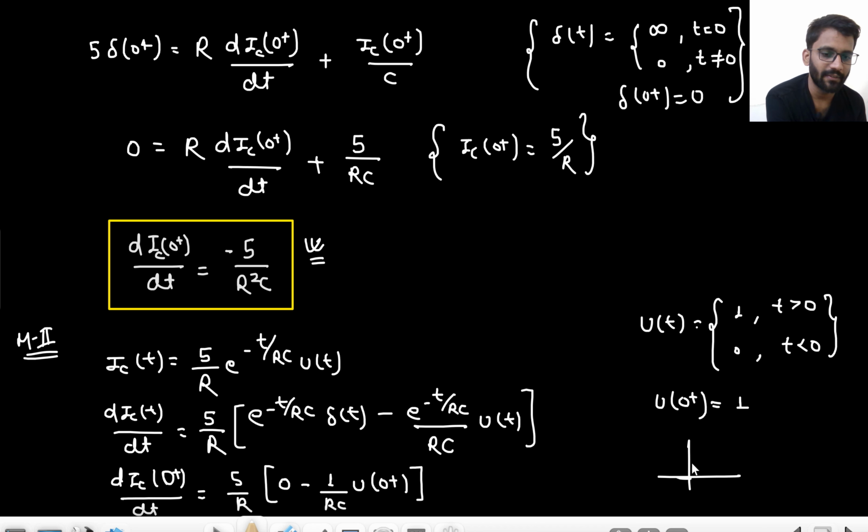Why so? Just make the graph. This is the graph, right? At t equals to 0 you can't define the value, but at t equals to 0 plus you have 1 volt. At t equals to 0 plus, this value will be 1. So basically your answer would be minus 5 by R square C. So this is my final answer.